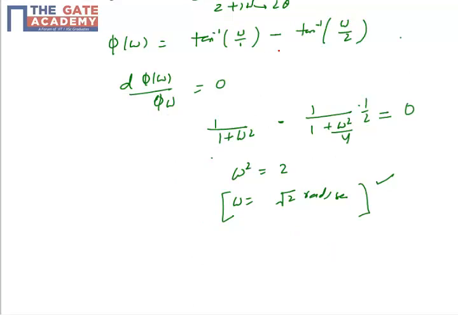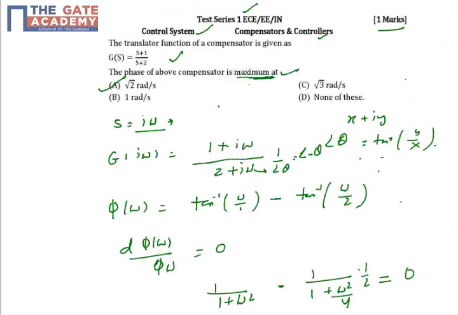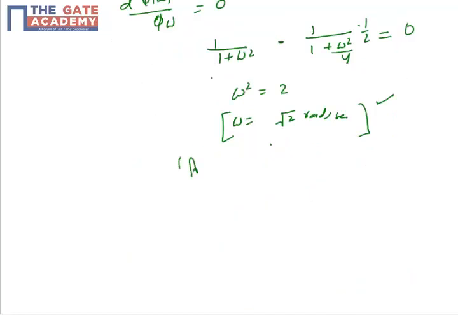In a general system, if you have more than one critical point, then you need to verify at which critical point you have the maximum or minimum, right? In that case you need to take the double derivative also, but here because we have only one critical point, there is no need. So my correct option is option A. Thank you.